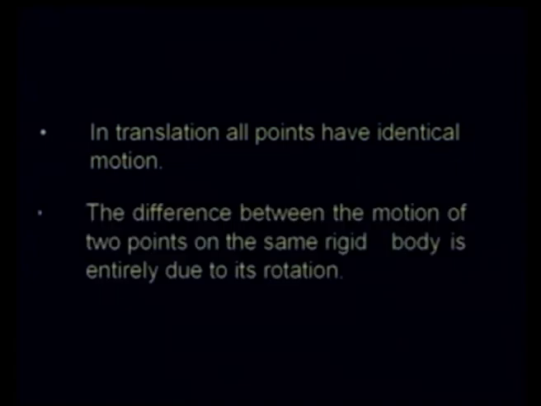What we mean by translation is that if a body is under pure translation, then all points on that body have identical motion. The difference between the motion of 2 points on a rigid body is entirely due to its rotation. So, translation means identical motion of all points, and if there is rotation, then there will be difference in the motion between various points of the same rigid body.